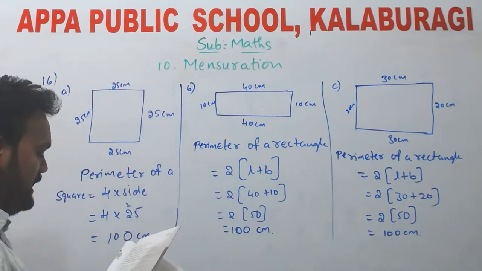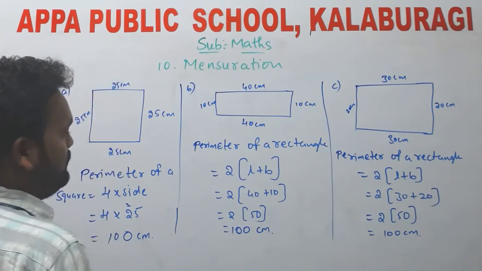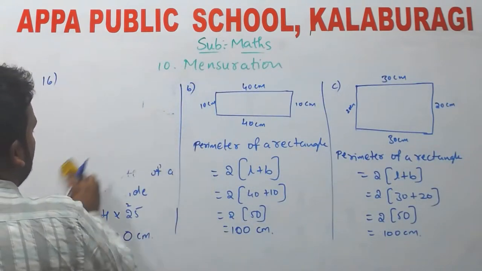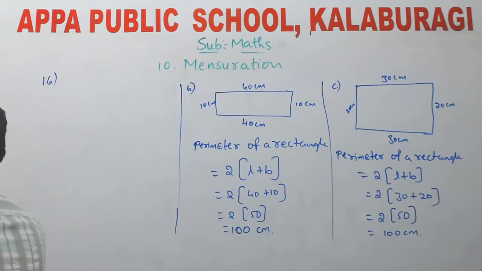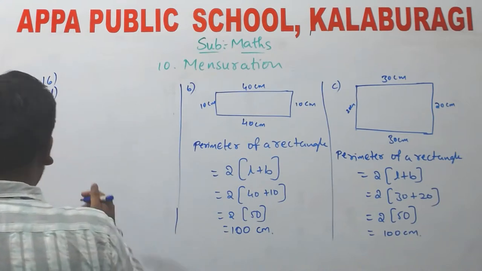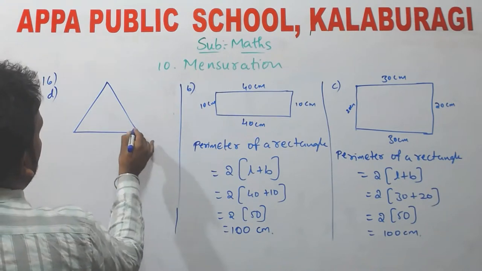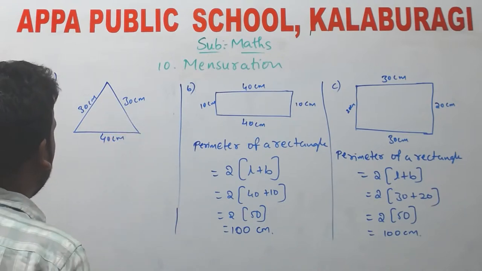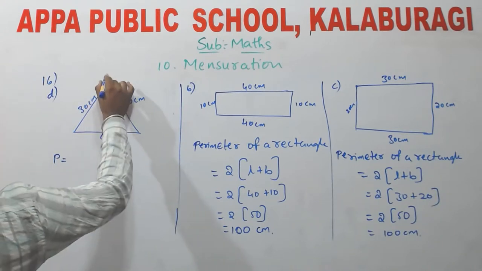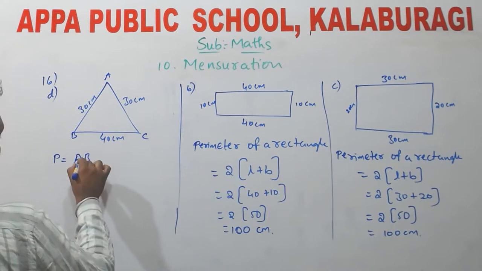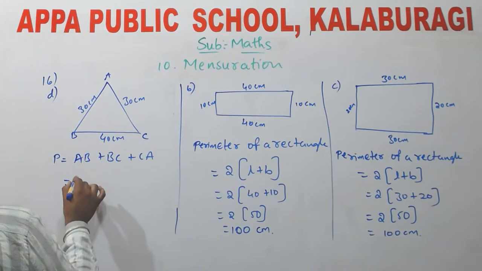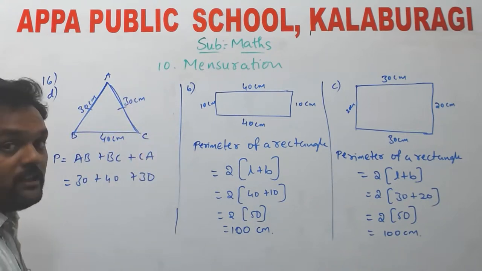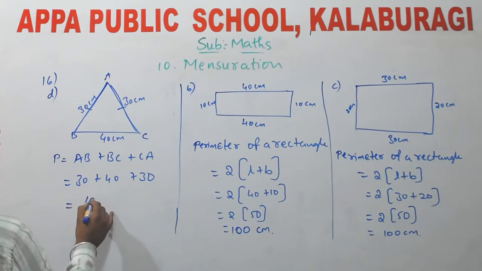Next one, students? Yes. Next one is D. See, D1. Here 30 centimeter. Here also 30 centimeter. Here how much? 40 centimeter. You know the perimeter of a triangle formula. P is equal to, give the names A, B, C: AB plus BC plus CA. Now 30 plus 40 plus 30. If two sides are equal, what type of triangle is it? This is an isosceles triangle. Now add 30 plus 40, 70, plus 30, 100 centimeter.